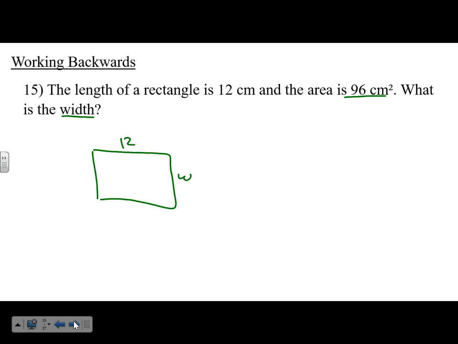And again, now we're using length and width instead of base and height. It's the same thing. Don't worry about it. But I know the area is 96. Now again, this is why I told you about the centimeter squared. It tells you that, and I've had people get confused with that. Just look at the 96.